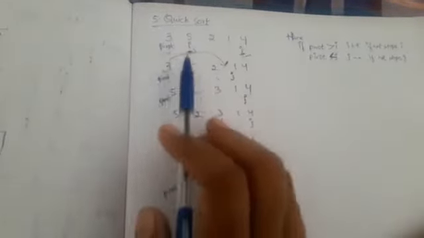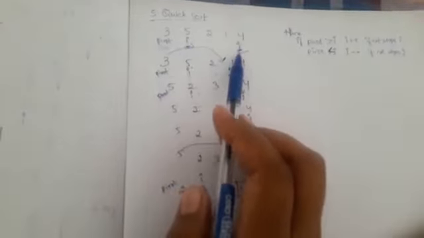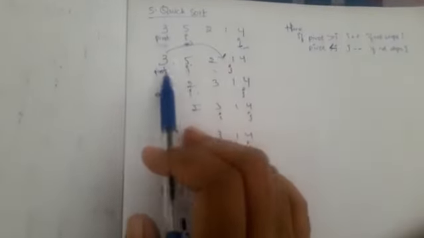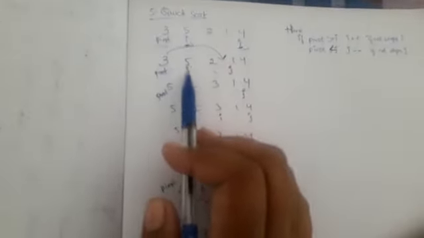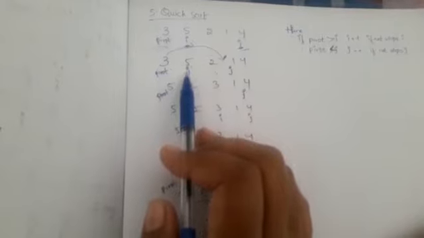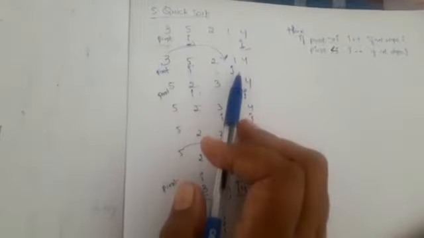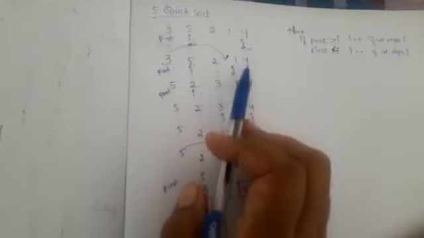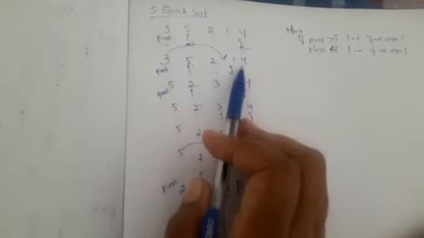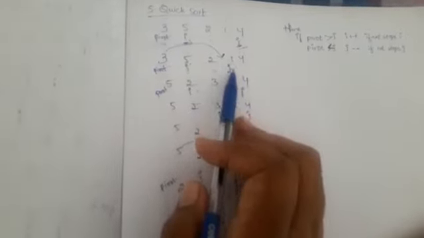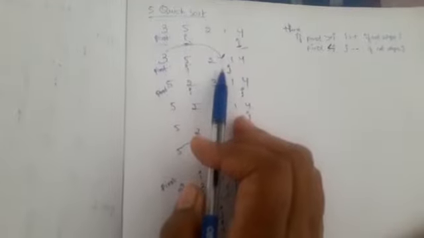Let us consider an example. Pivot as 3, I as 5, 4 as j. Now the pivot element is less than I, so I stays here only. Next we compare j. The pivot element is greater than j, so j moves from 4 to 1. That is nothing but j minus minus. And in the next step, the pivot is at I only. Here j comes here.